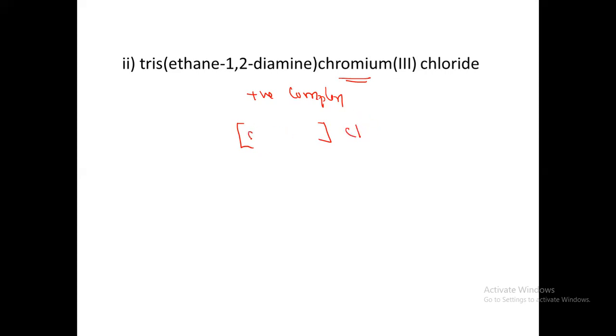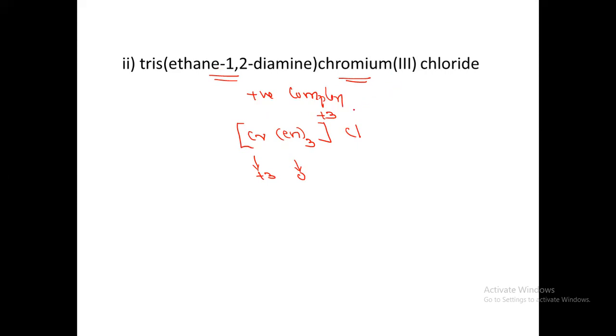What is the metal? Chromium. What is the ligand? Only one ligand, en, ethane-1,2-diamine. How many? Tris means 3. So en thrice. Now what is the charge of the metal? 3 plus. En doesn't have any charge. Cr is given as +3. So what is the charge of the complex? +3. The total compound should be neutral.